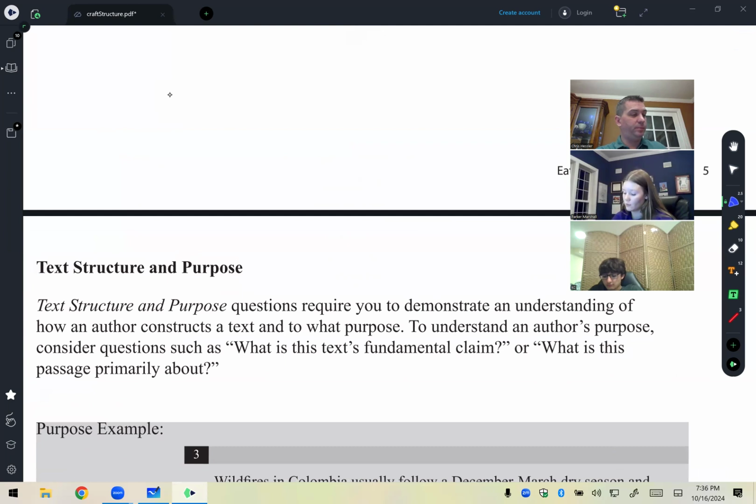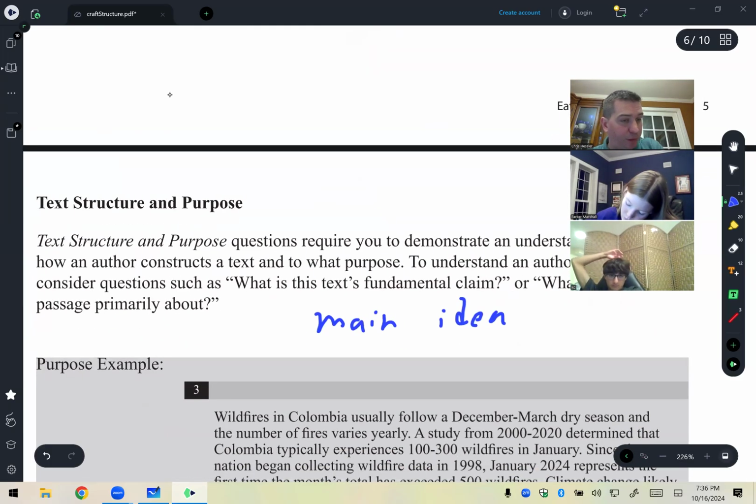Yeah, so we're making good progress here. They will ask you about the purpose of a text, and this is very similar to a main idea question. We saw main idea questions last week. They'll ask you about the main idea of a passage. Well, if you're asked about the main purpose of a text, that's going to be similar to its main idea. So what function does it serve? What's its purpose? So let's look at a purpose question.